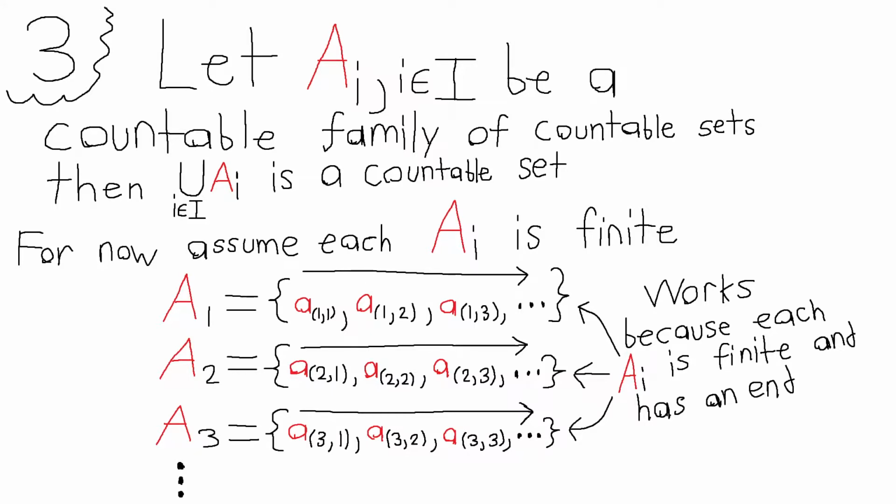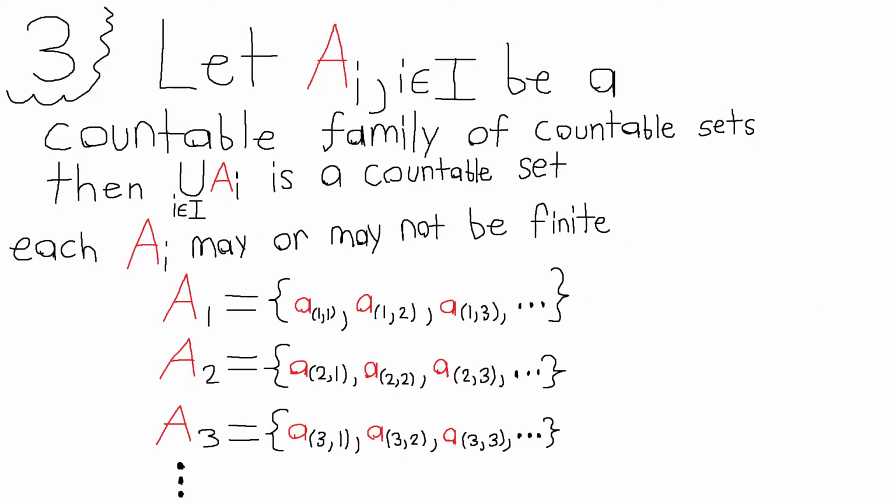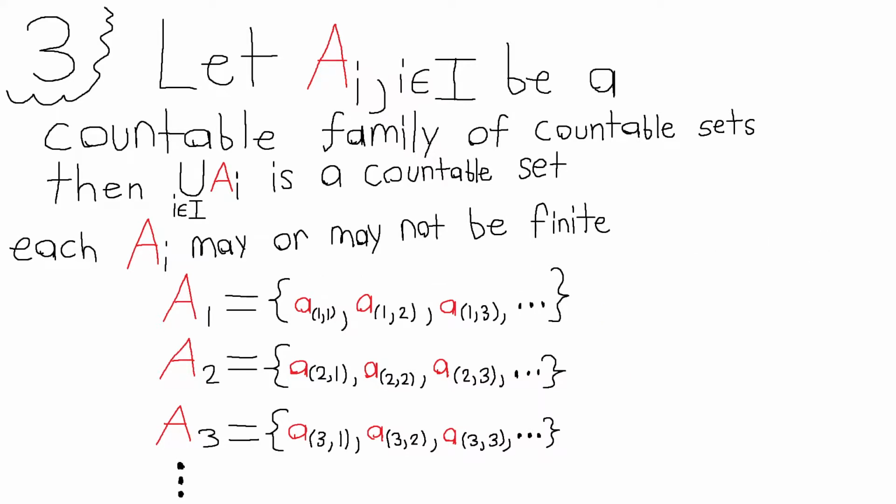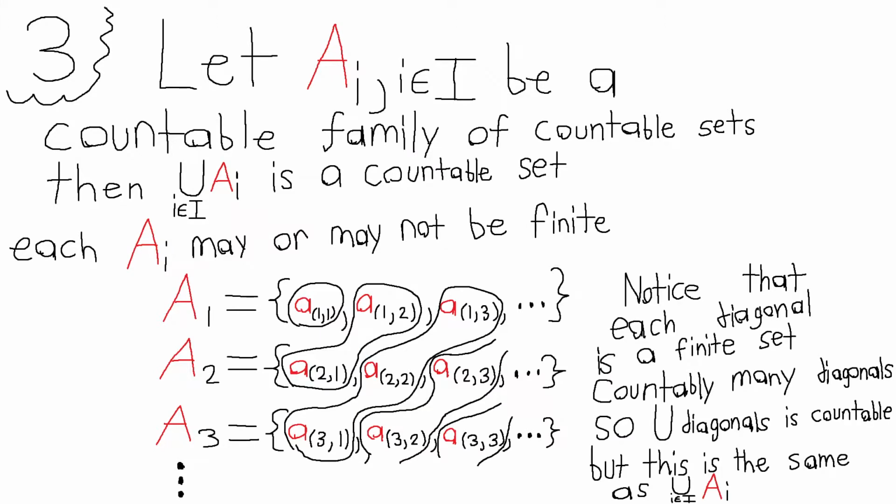Now, we consider the case that each A_i may or may not be finite. The previous counting process of going left to right won't work here, because if A_1 is infinite, then we're never going to finish counting A_1, and we're never going to reach the elements in the other sets. The key here is to rethink the way that we view this union. Notice that even though each A_i may or may not be finite, each diagonal of the union will always be finite.